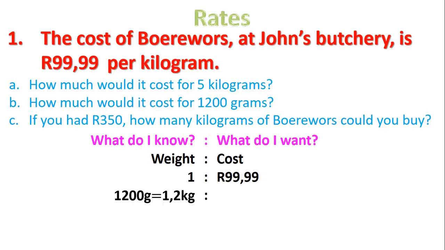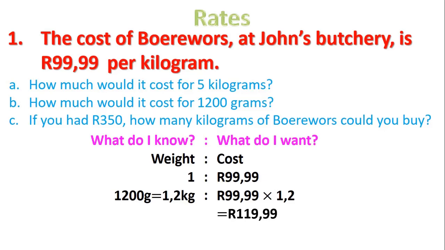Now, on the right hand side, I've got my 99 Rand 99, and what I do is I multiply it by 1,2. Just like in the last example, 1 kilogram was 99 Rand 99, so for 5 kilograms you multiply by 5. Here we've got 1 equals something, 1,2 kilograms we multiply by 1,2. Again, we put that in our calculator and we press equals and we get 119 Rand 99. And that's B.